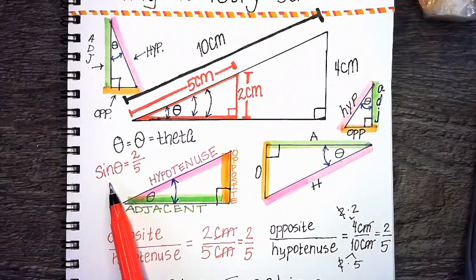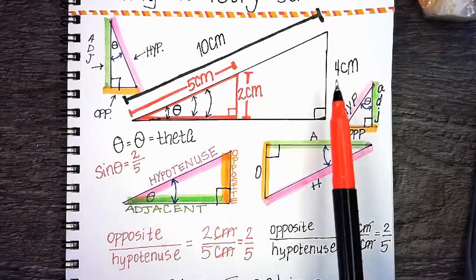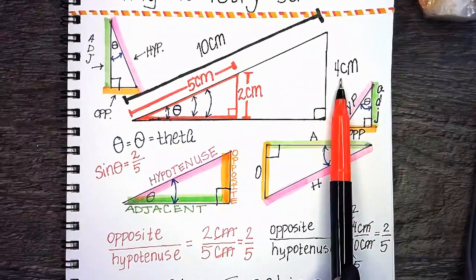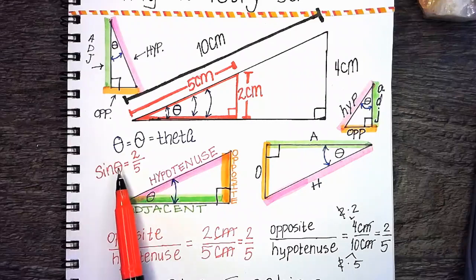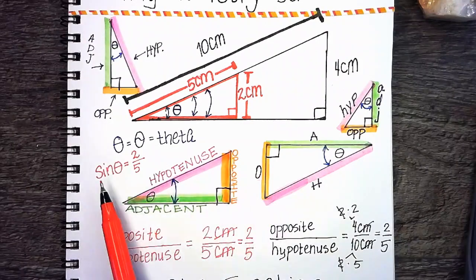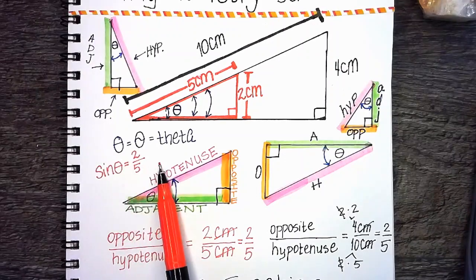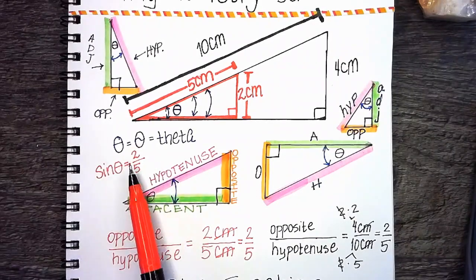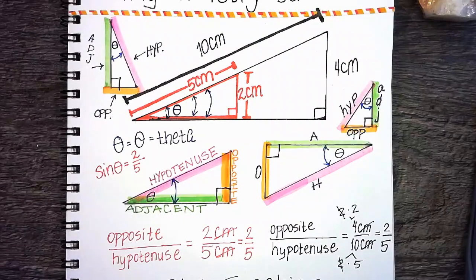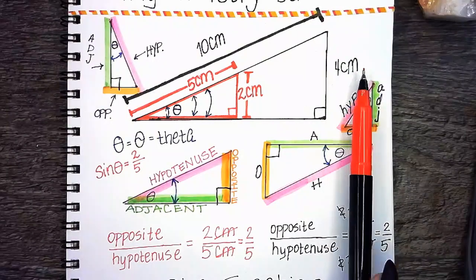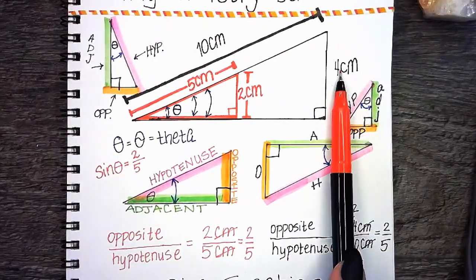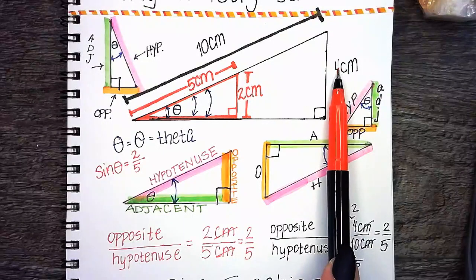Think of sine as a square root. When you take a square root of a number, for example 4, the square root of 4 gives you 2. But this is almost saying, the square root of what gives you 2? Instead, we have the sine of something gives you 2/5. If I said to you the square root of something gives you 2, how would you work backwards and figure out that the missing number is 4?